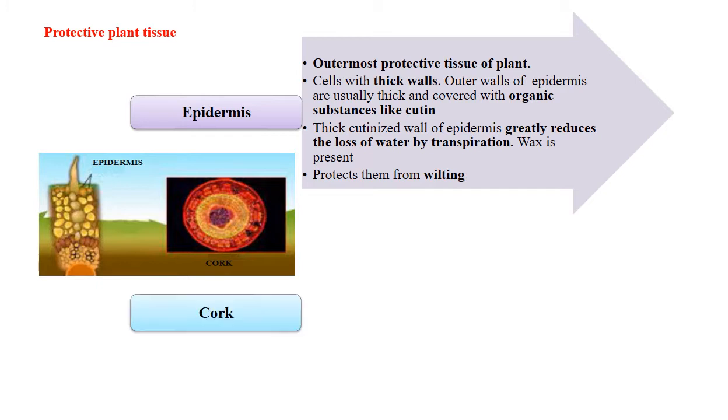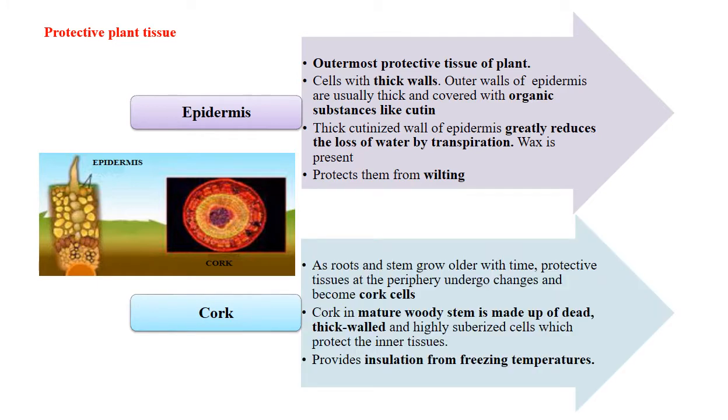Cork. As roots and stem grow older with time, protective tissues at the periphery undergo changes and become cork cells. Cork in mature woody stem is made up of dead, thick-walled and highly suberized cells which protect the inner tissues. It provides insulation from freezing temperatures.